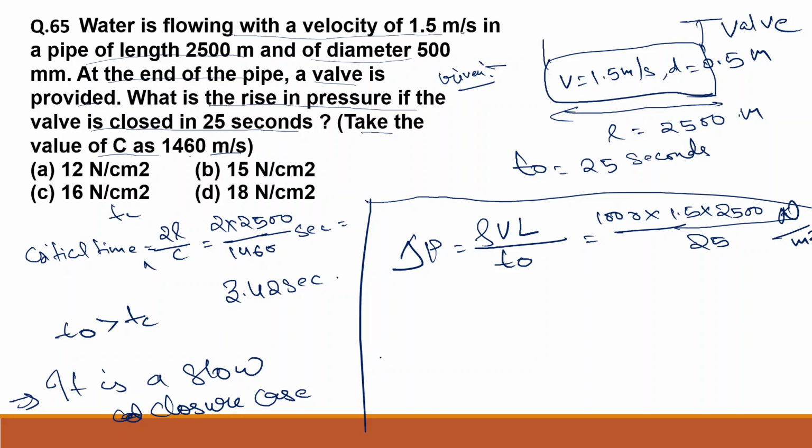By solving we get del P is equal to 15 into 10 to the power 4 Newton per m square. By converting it into centimeter square, we get the value 15 Newton per centimeter square. Our answer will be option number B.